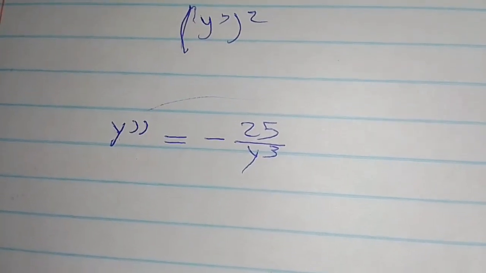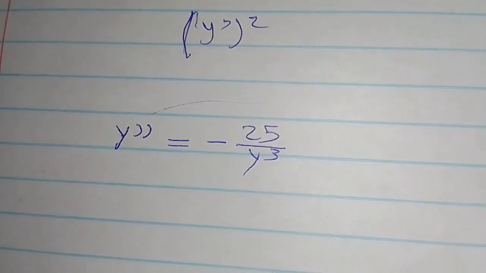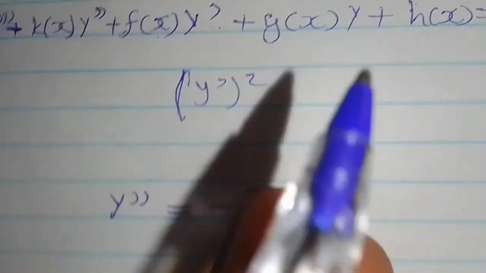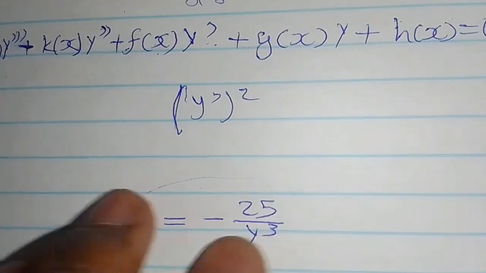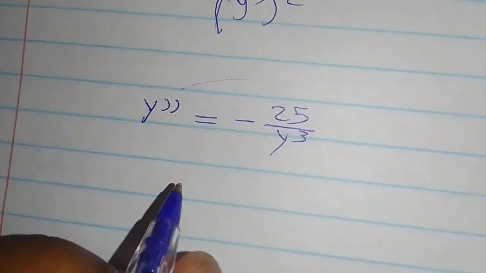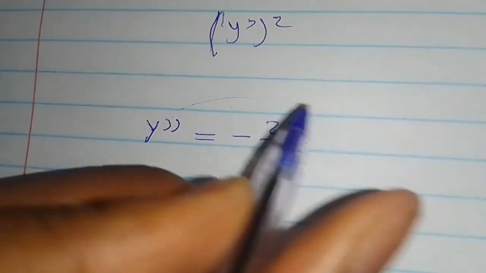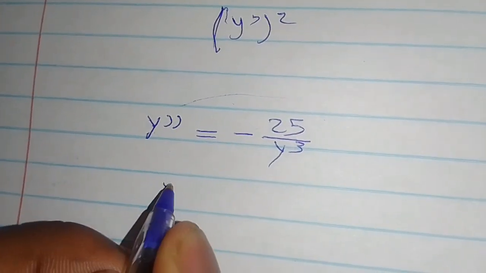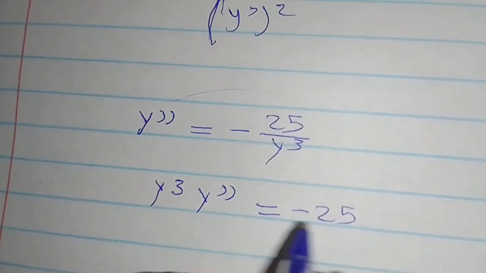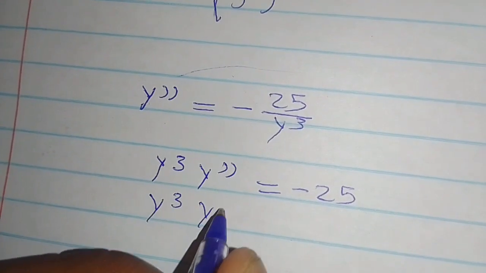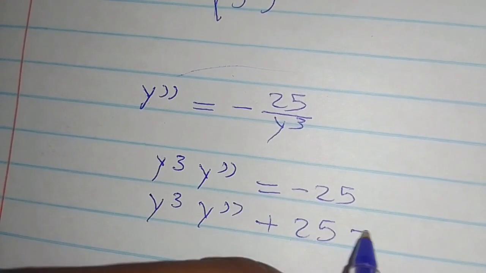Let's take a look at this one. Is this differential equation linear or nonlinear? Notice that if you can't identify whether it's linear or nonlinear, just first rewrite it in the form of a polynomial and check what's happening. So by definition, if you multiply both sides by y cubed, then we have y cubed y double prime equals minus 25. And rewrite in standard form, then you have y cubed y double prime plus 25 equals 0.